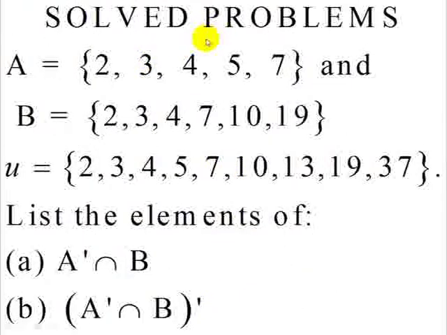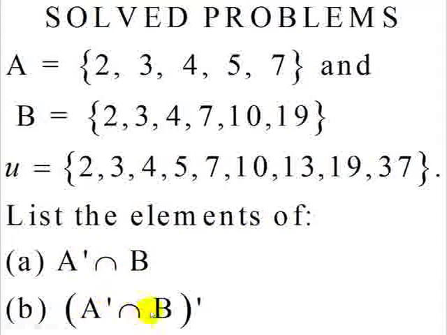Now let's look at some solved problems. Given the set A equals 2, 3, 4, 5, and 7. The elements of the set A are 2, 3, 4, 5, and 7. And the elements of the set B are 2, 3, 4, 7, 10, and 19. We are given the universal set, and these are the elements 2, 3, 4, 5, 7, 10, 13, 19, and 37. Now we have to list the elements of A complement intersection B.